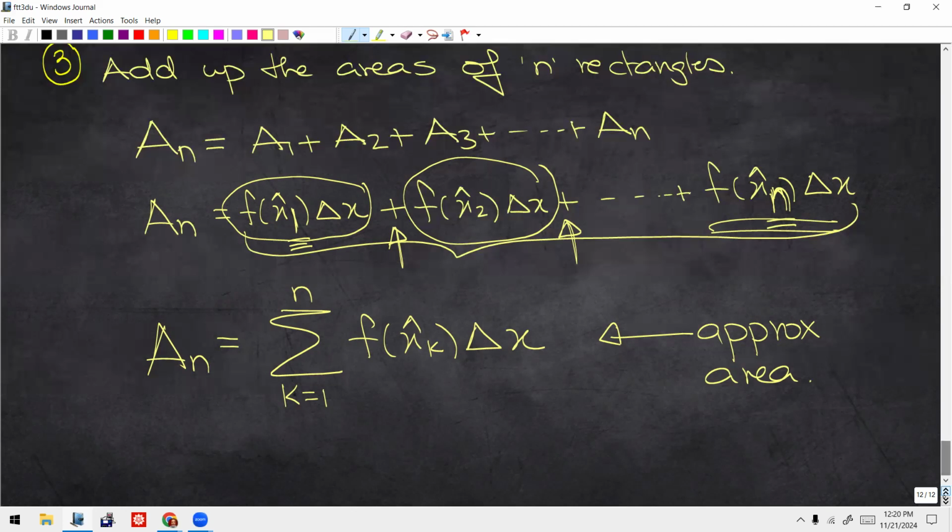Now that we have that, step 4 is to find the actual area. Step 4 is to find the actual area. We want to find the exact area, not an approximation. And what did we establish yesterday we were going to do to find the exact area? We're going to imagine how many rectangles we have.